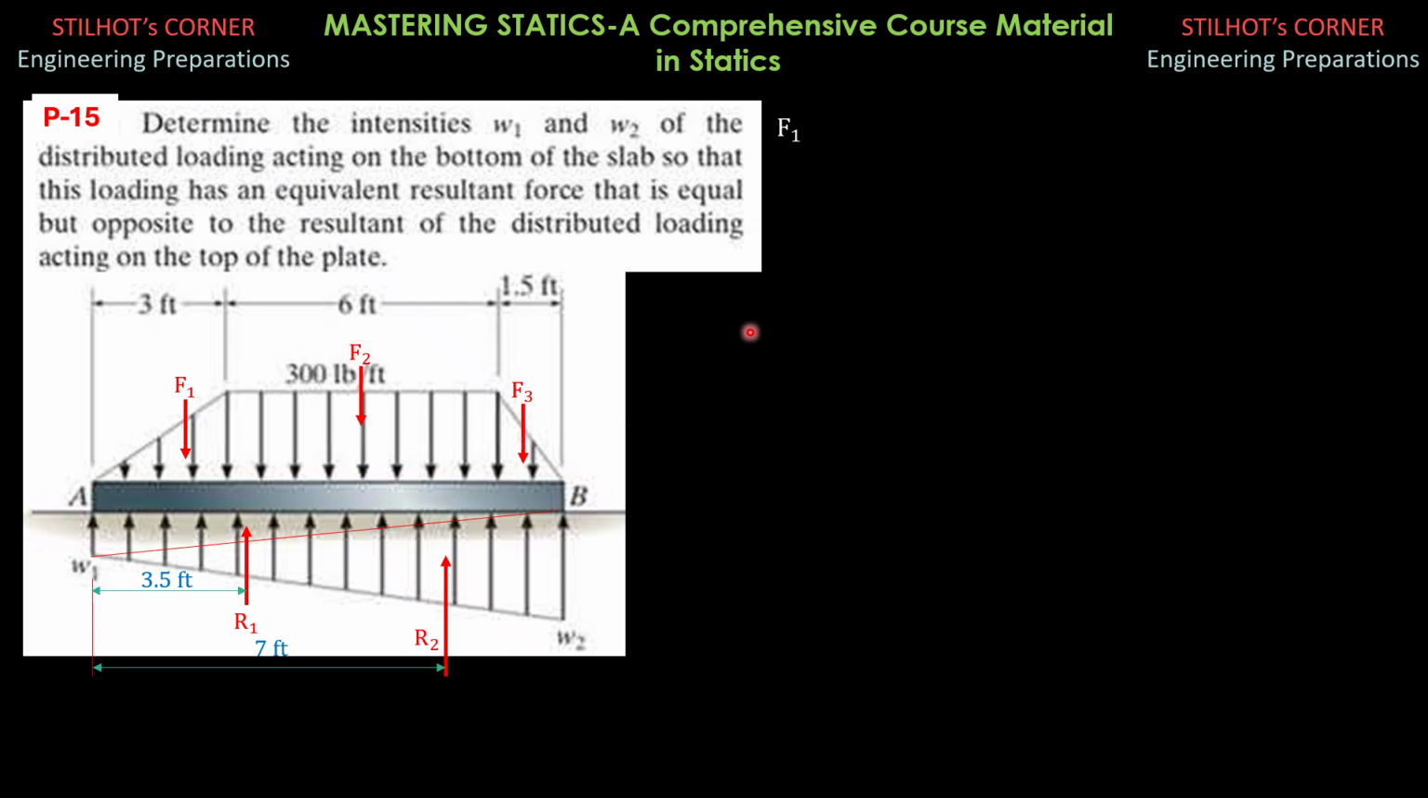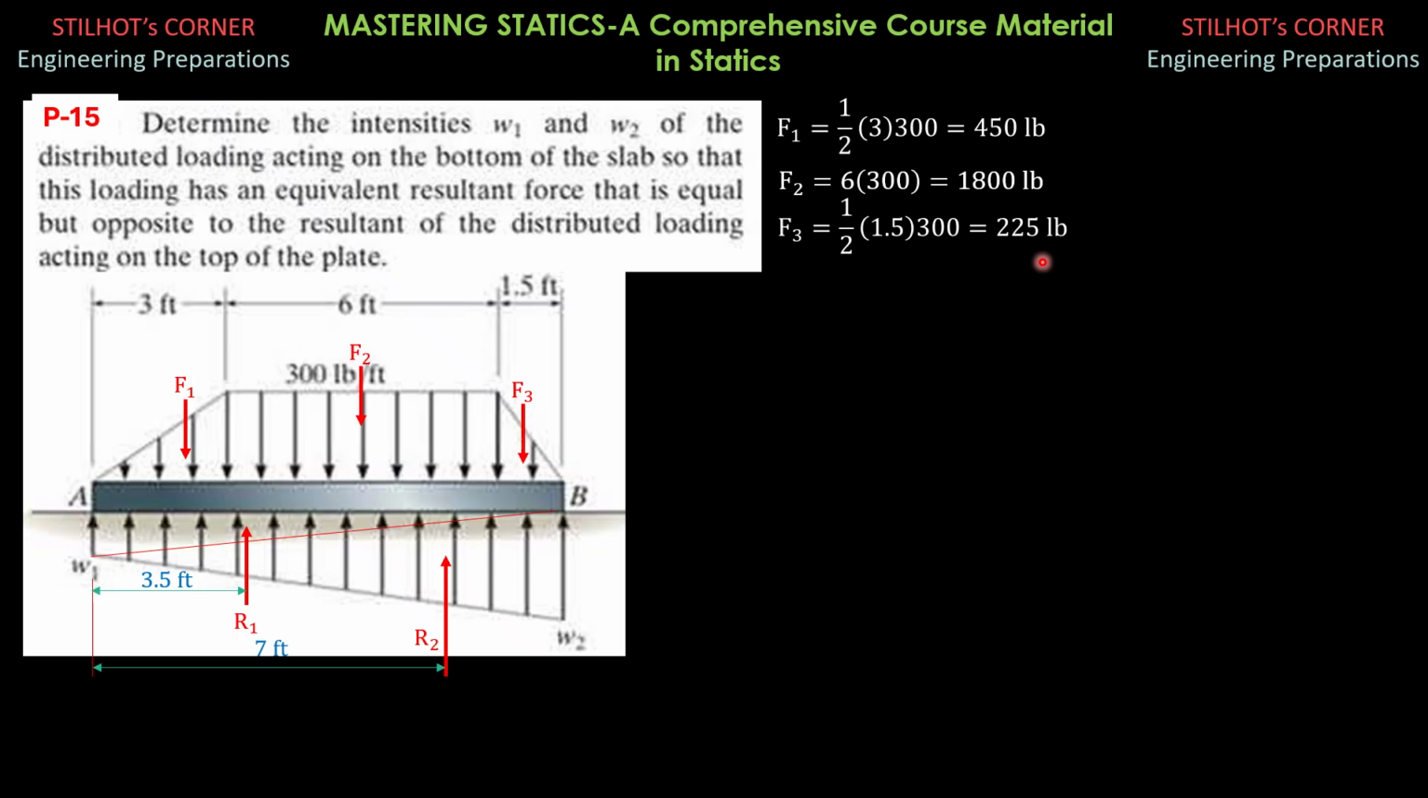So F1 is equal to 1/2 of 3 times 300, and it is 450 pounds. And this is one third of 3, so 1 foot from A. That's two-thirds of 3, so 2 feet from A. F2, which is this rectangular line load, is equal to 6 feet times 300 pounds per foot, and that is 1,800 pounds. Then finally, F3, another triangular loading, 1/2 of 1.5 times 300, and that is equal to 225 pounds.